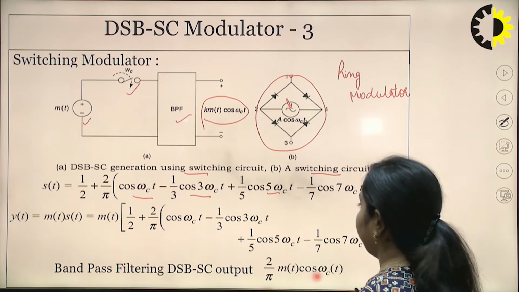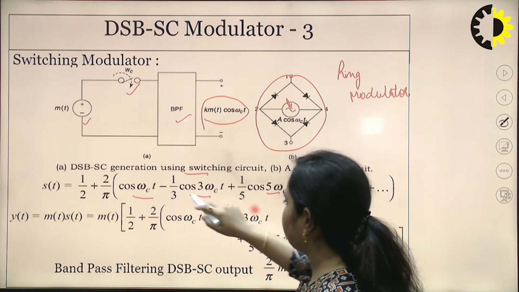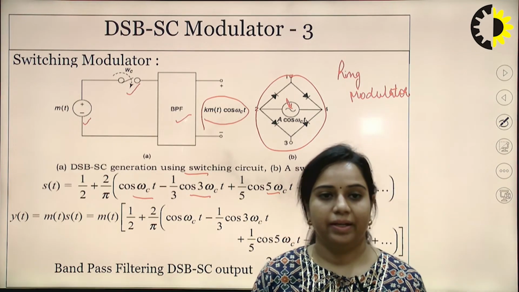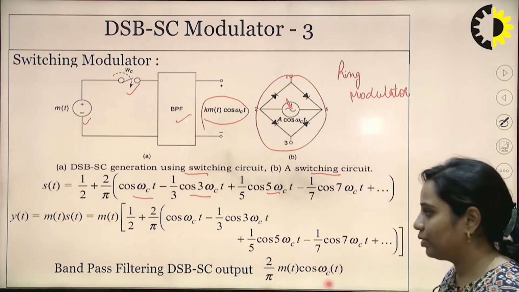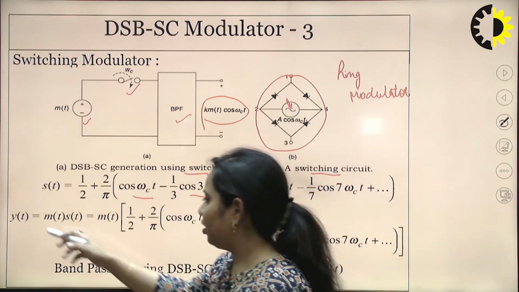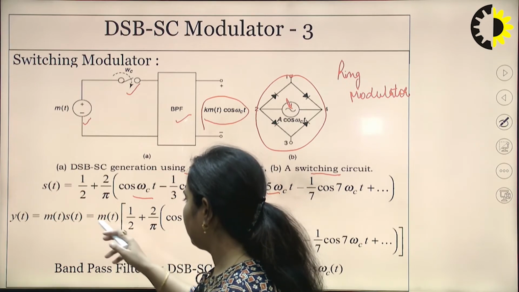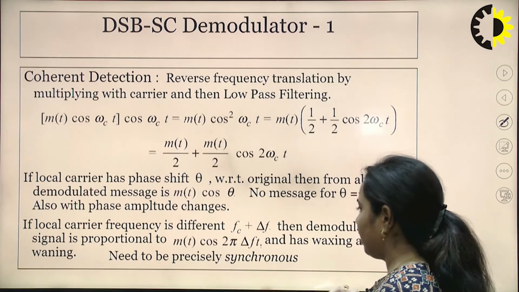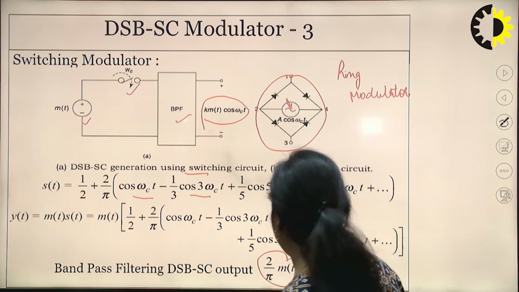cos 7ωct...]. So this can be extended, and you can see that there are odd terms like 1ωct, 3ωct, 5, 7, then 9, 11 with alternate signs plus, minus, plus, minus. So that is the expansion of this particular equation. Now y(t) is equivalent to m(t) multiplied by this particular signal s(t). So m(t) multiplied by this whole equation. So at the output we are having this particular term, that is 2/π m(t) cos ωct.